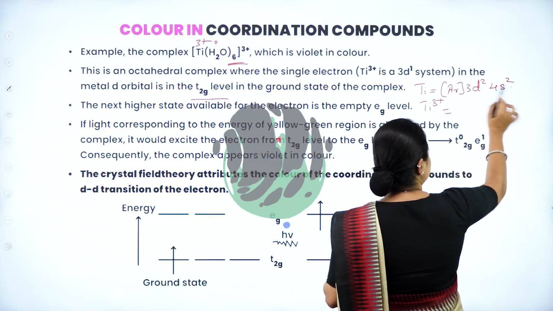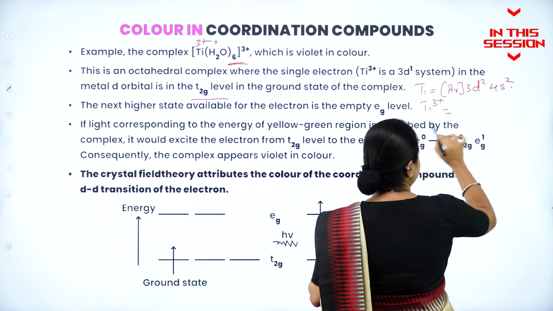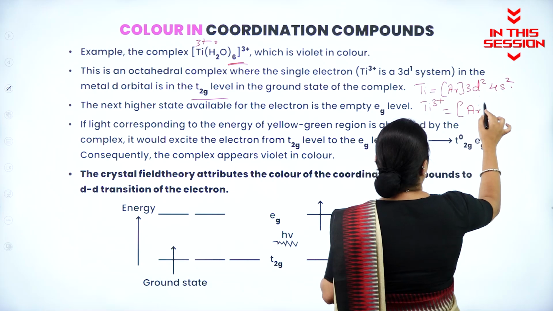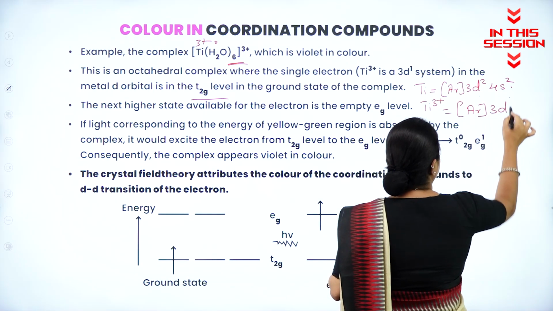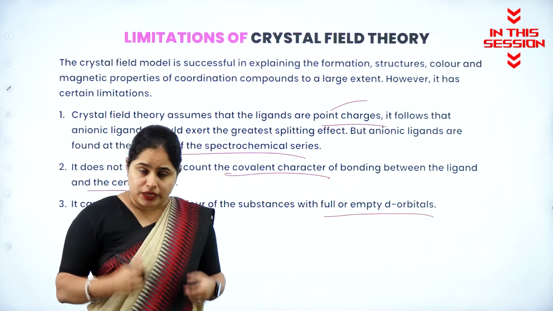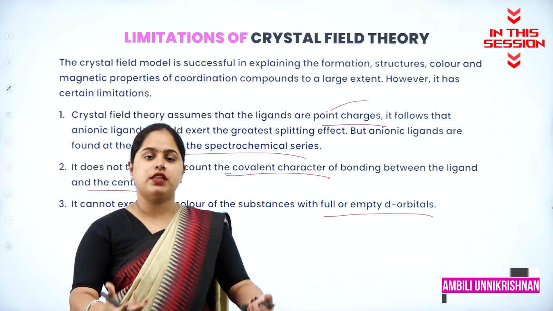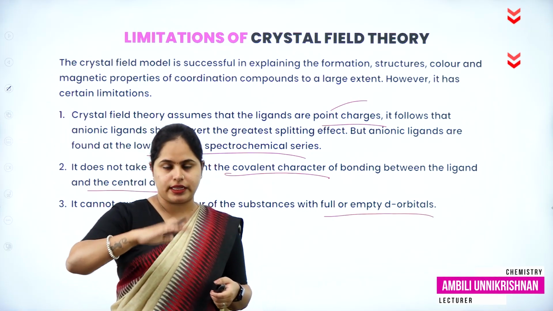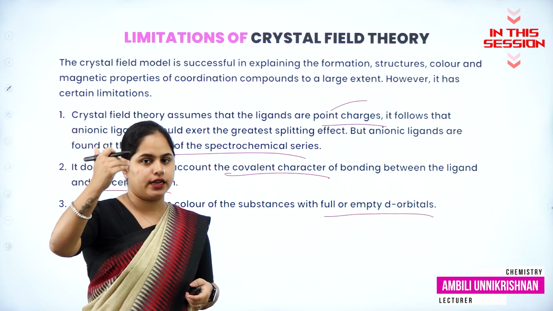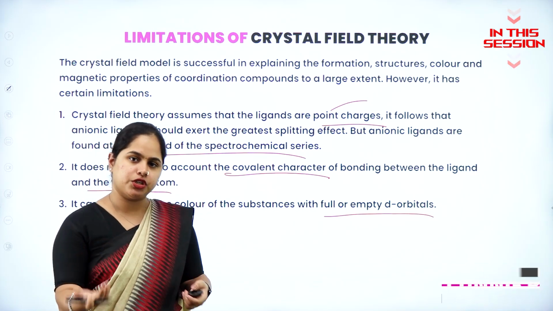2 electrons from the s orbital and 1 electron from the d orbital will go. So what will be the electronic configuration in 3+ oxidation state? It will be 3d1. So if there are d electrons, what happens with the absorption of light? The d electrons will move to the higher energy level. Because of the d-d transition, colors will be shown.